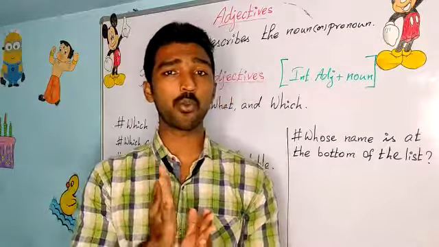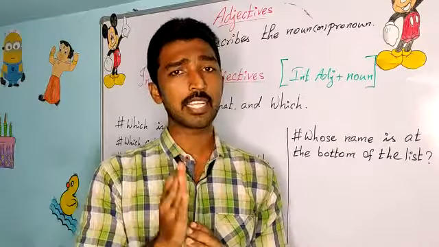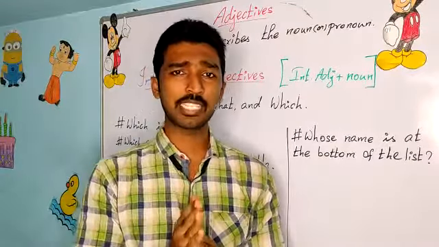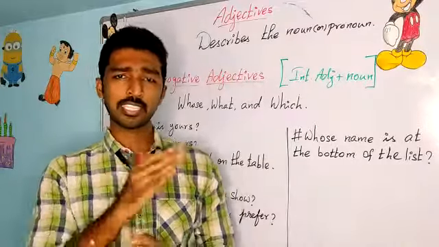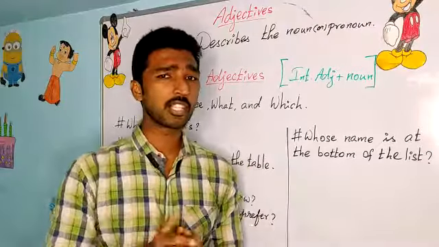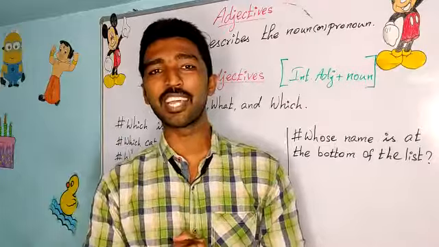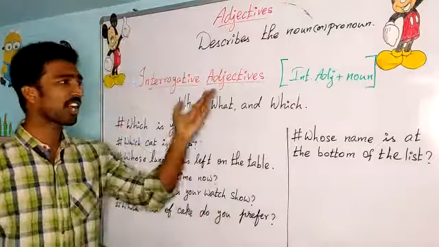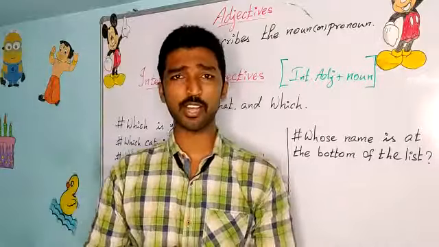An adjective is a word that describes the noun or pronoun. It is a describing word. It describes or modifies the noun or pronoun. In yesterday's class, we learned 4 kinds of adjectives. And in today's class, we are going to add one more kind to the list, and that is interrogative adjectives. So in total we have 5 kinds of adjectives.